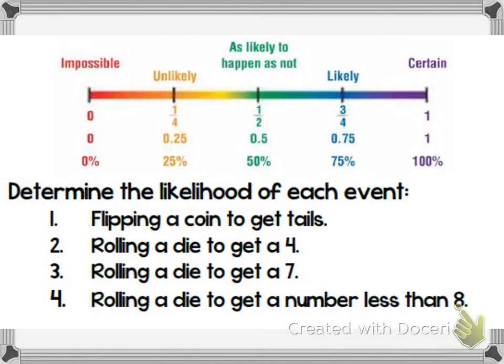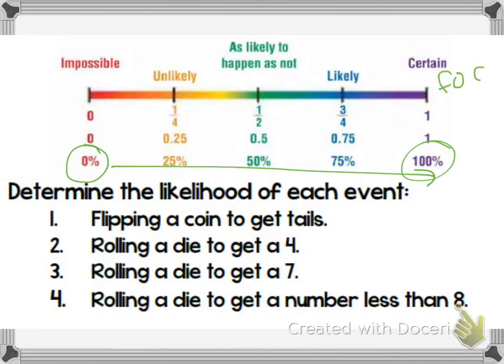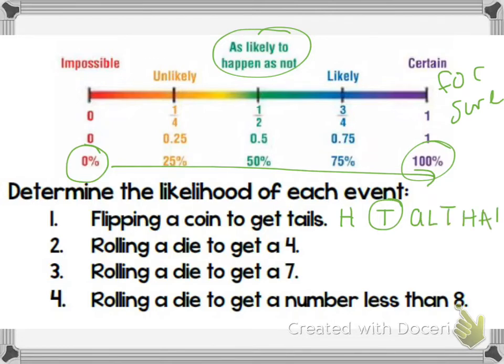Next, we have likelihood. So likelihood falls on this scale. So obviously, 0 being impossible, all the way to 100% being for sure. Certain is another word for sure, right? So determine the likelihood of each event happening. Flipping a coin to get tails. So that's like a 50-50 chance, right? Because you're either going to get heads or you're going to get tails. And so that's a 50% chance. Well, 50% falls under as likely to happen as not, and I'm just going to put abbreviations here. So it's a 50-50 chance.